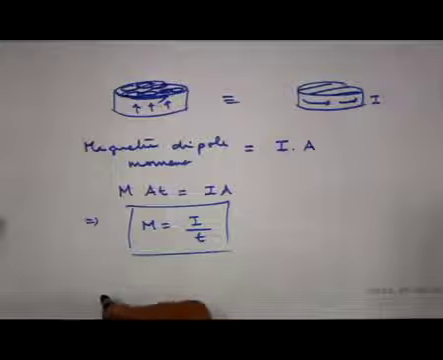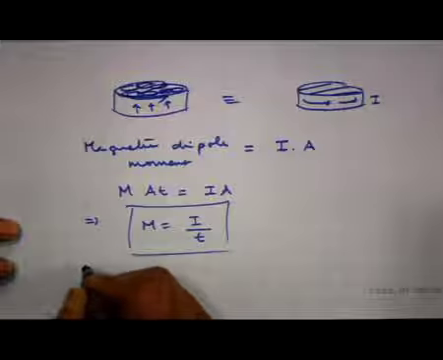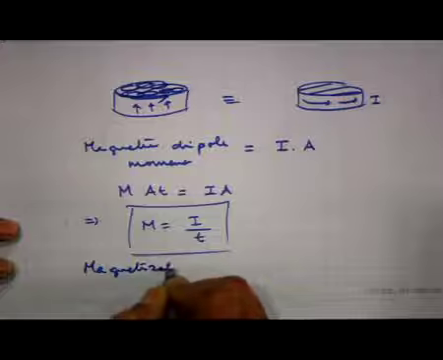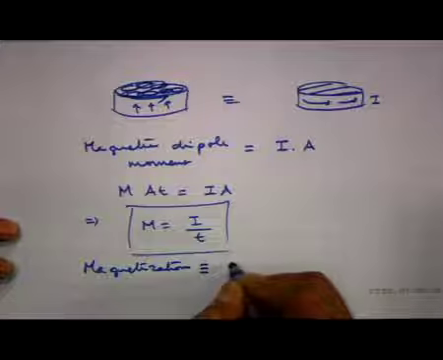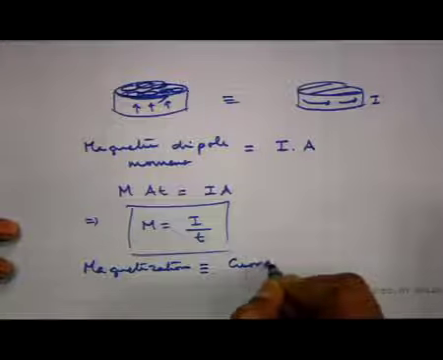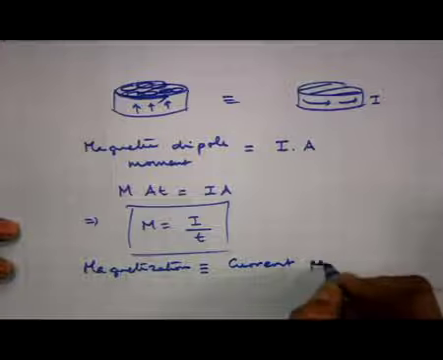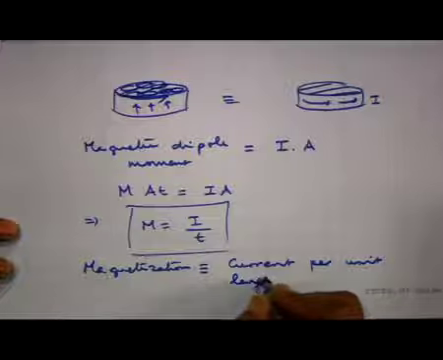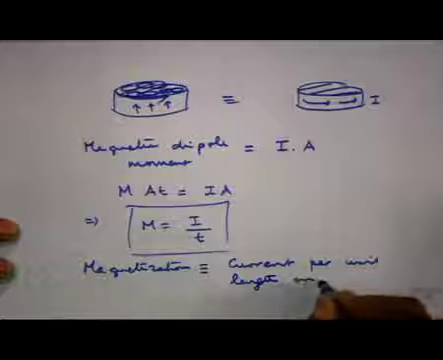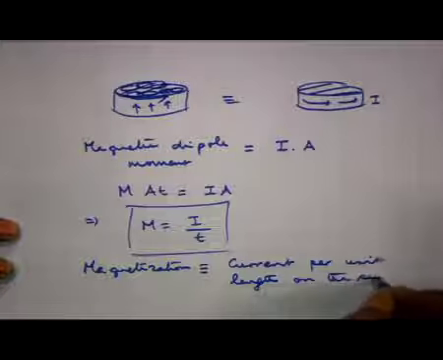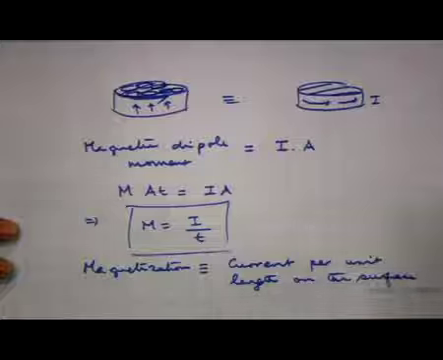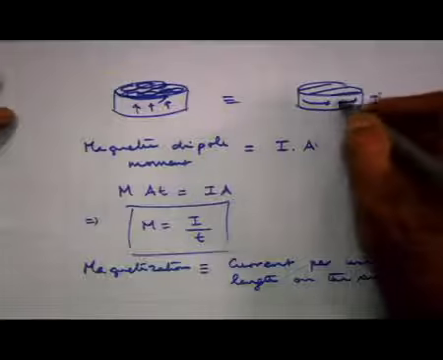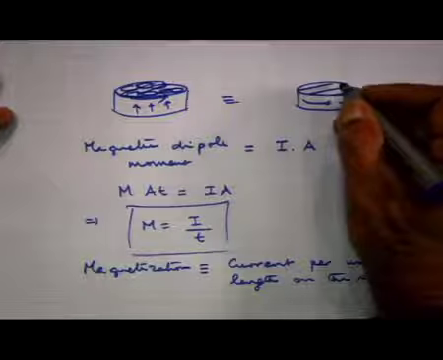So, magnetization is nothing but current per unit length on the surface. Please note that this surface is perpendicular to magnetization.